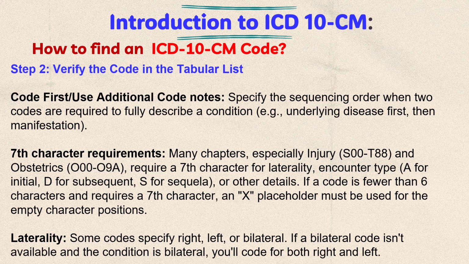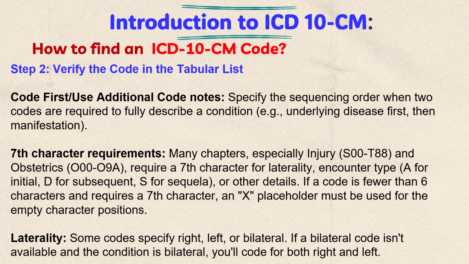7th character requirements. Many chapters, especially injury and obstetrics, require a 7th character for encounter type: A for initial, D for subsequent, S for sequelae, or other details. If a code is fewer than 6 characters and requires the 7th character, an X placeholder must be used for the empty character position. I'll show you how to do that in the next part of the video.